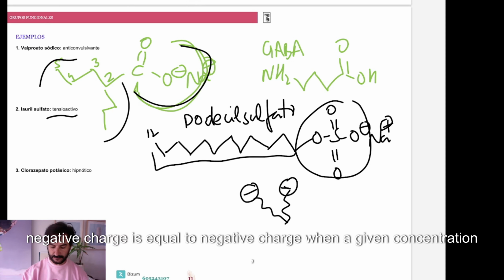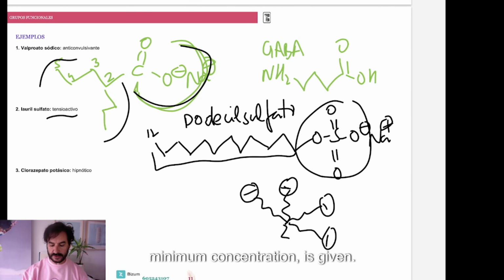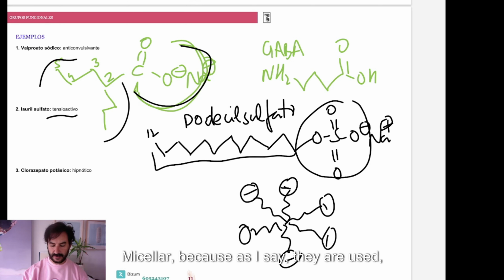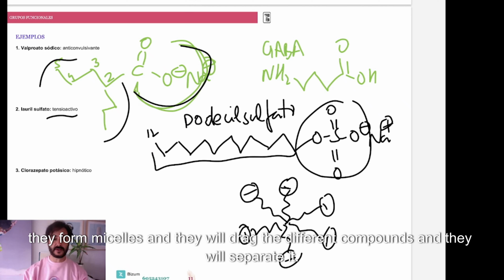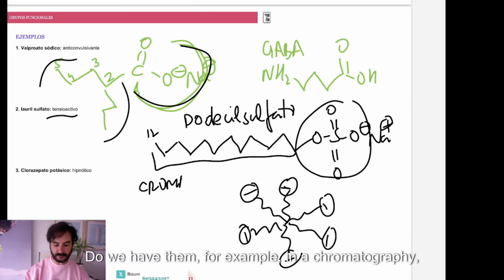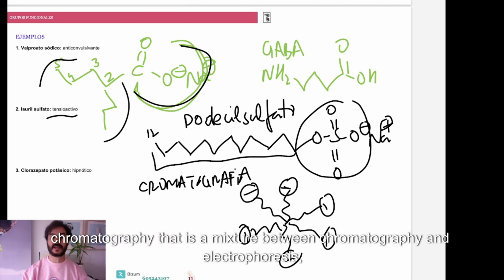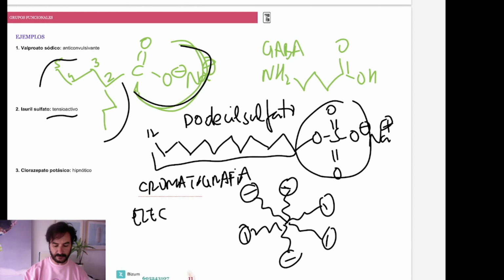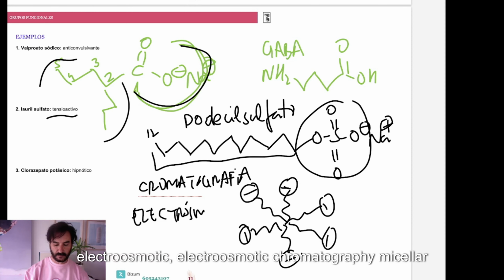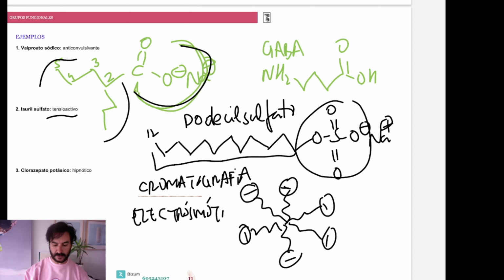Negative charge repels negative charge when a given minimum concentration is reached, the micellar concentration, because, as I say, they form micelles, and they will drag the different compounds and separate them. Do we have them, for example, in a chromatography? Micellar electrokinetic chromatography, a mixture between chromatography and electrophoresis.